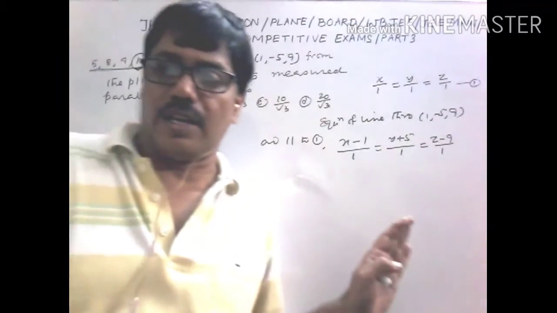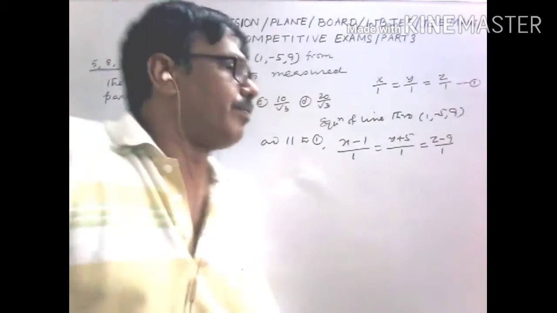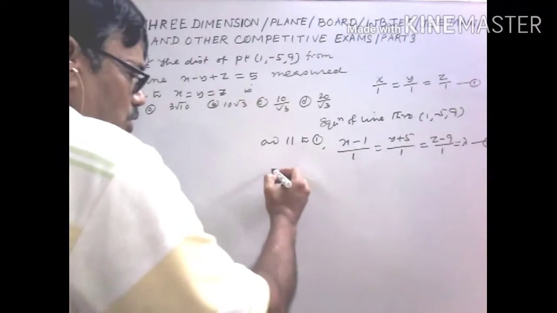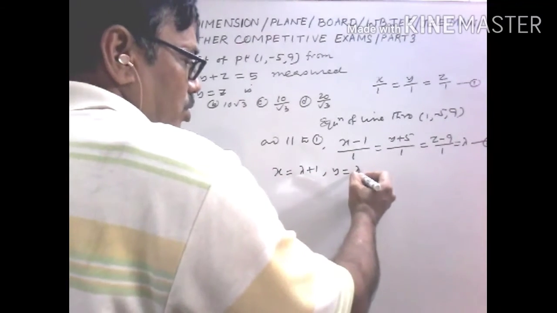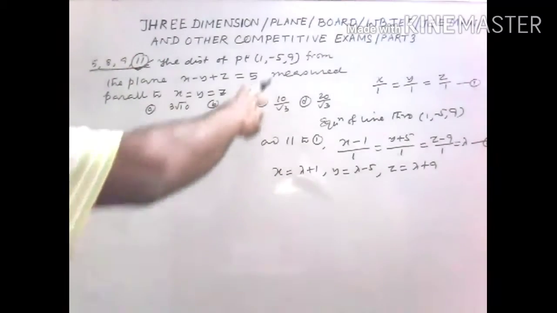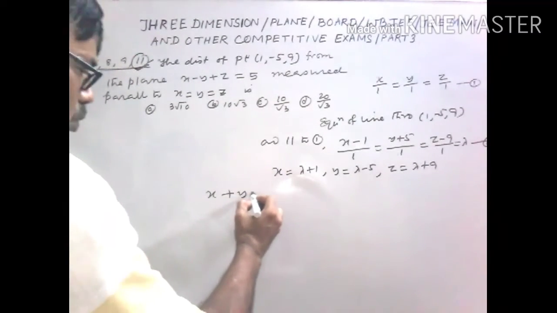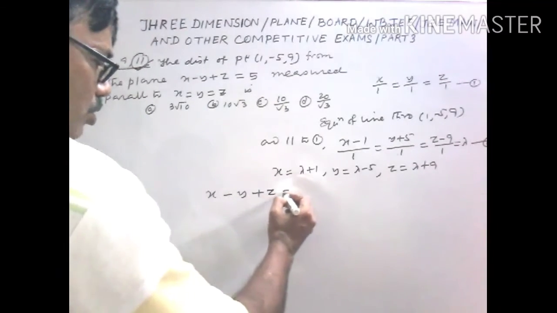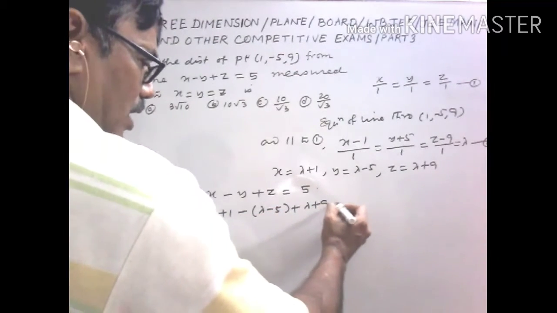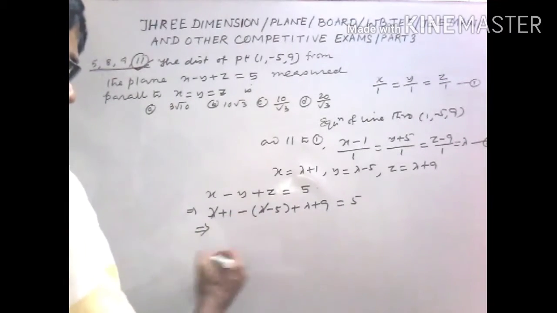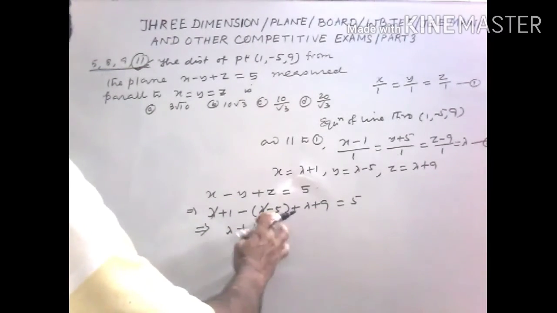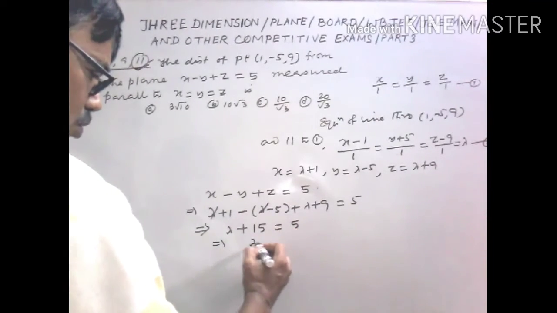So the line is not given directly. So this is the line. Then same procedure as earlier. This equals lambda. So x equals lambda plus 1, y equals lambda minus 5, z equals lambda plus 9. Then exactly the same: put the values of x, y, z into the equation of the plane, x minus y plus z equals 5. So x is lambda plus 1, y is lambda minus 5, z is lambda plus 9, equals 5. So lambda cancels with lambda. So 1 plus 5 plus 9 is 15. Lambda plus 15 equals 5. So lambda equals minus 10.